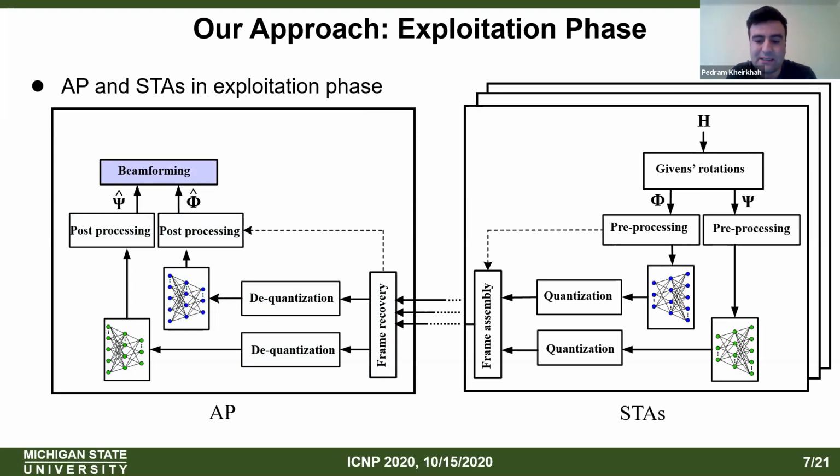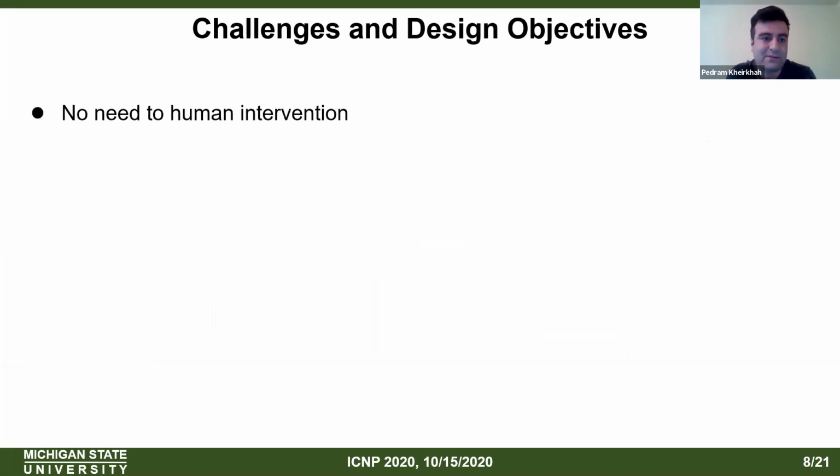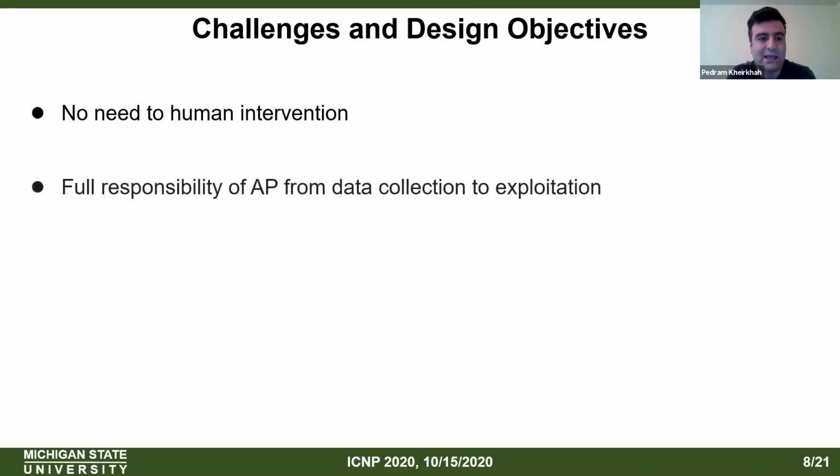So such a design is not that straightforward, and we face some challenges. First, it should be fully automated because we want to finally implement it in a Wi-Fi network, and it shouldn't need any human intervention for supervision, correcting the performance of the compression and decompression, and data collection. So AP should take the full responsibility of all phases, from data collection, training the autoencoder, broadcasting it, and also exploiting it.